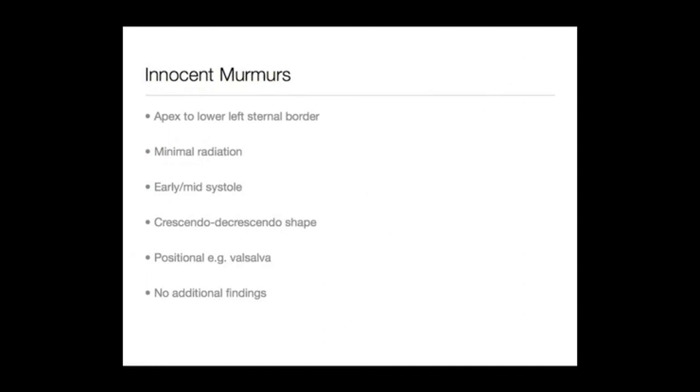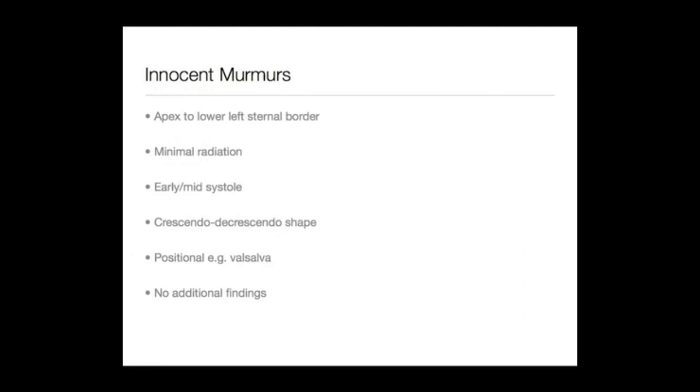There is unfortunately no easy way of determining if a murmur is pathological or innocent, but there are a few signs that may indicate one or the other. In general, physiological murmurs tend to be located between the apex and the lower left sternal border, have minimal radiation, occur during early to mid-systole, and have a crescendo-decrescendo shape. They will usually change intensity with positional manoeuvres, becoming quieter on standing and louder with squatting.